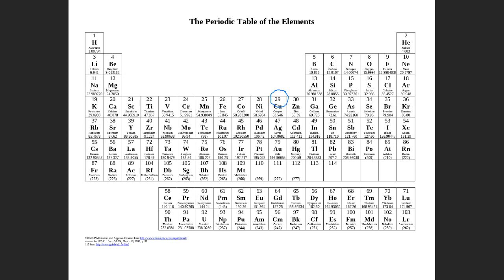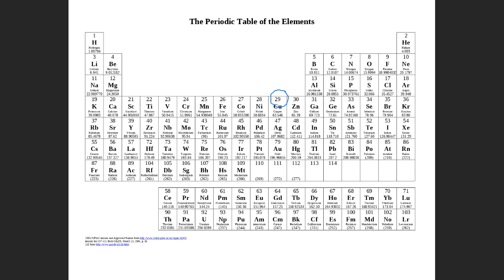But remember what we said the other day. In this class, we always assume we start with the neutral atom. If I start with a neutral atom and I know the number of protons, then I also know the number of electrons. So copper, I look it up. I see that copper has 29 protons. I'm going to assume I start with a neutral atom of copper, which means I have the same number of electrons and protons. If I have 29 protons, then copper is going to have 29 electrons.